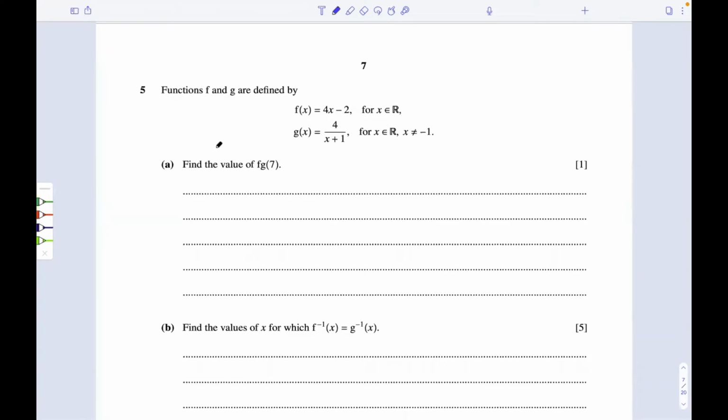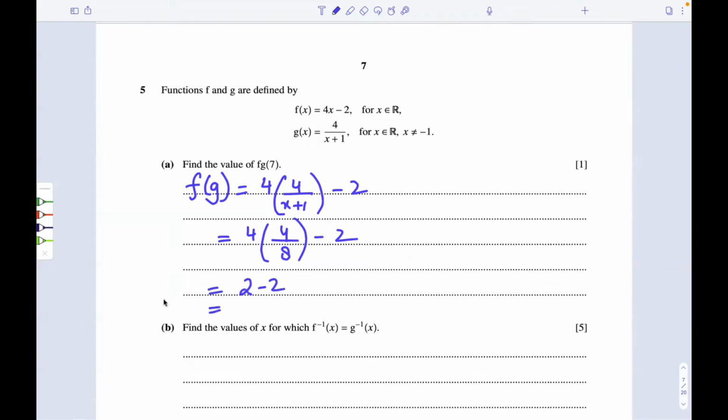Now in this question, we have two functions, and in the first part we have to find the value of fg of 7. To do that, the first step is finding f of g. So f of g is basically 4, and in place of x we'll put the function g, which is 4 into 4 upon x plus 1 minus 2. Now putting 7 in place of x, we have 7 plus 1, 8, minus 2. So this is 16 upon 8, which is 2, minus 2.